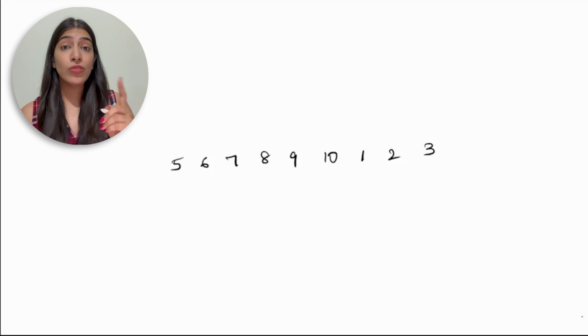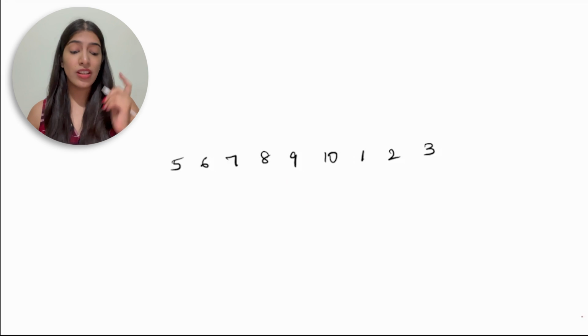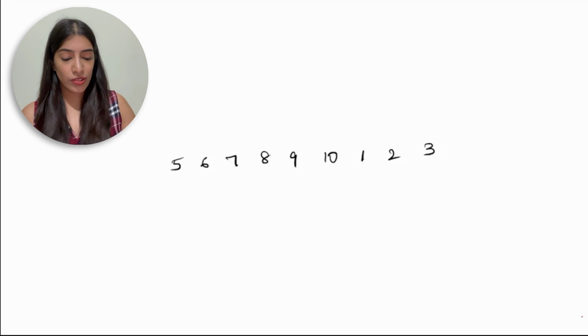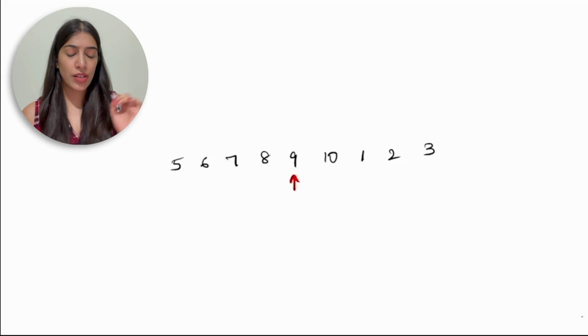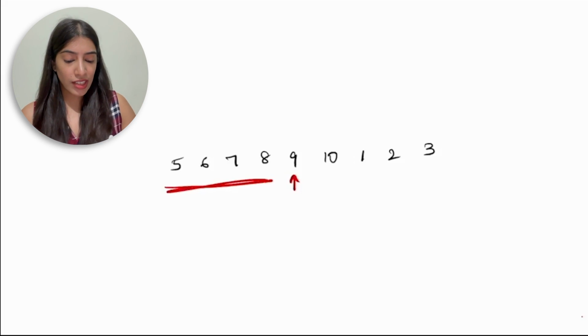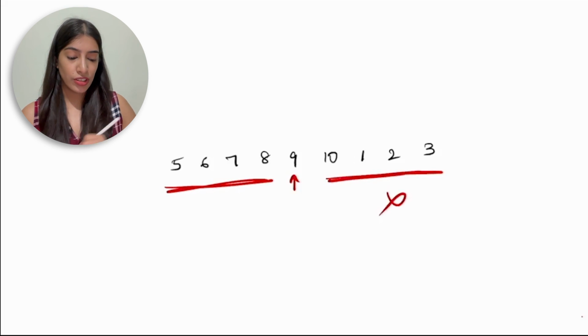Now that we know that at least one side will be sorted, let's see how we can use that. Let's say we pick up the element 9. We know that the left side is sorted. We know that the right side is not sorted, right? That is one thing that we know. Left side is sorted, right side is not sorted. Now say we want to search for an element k.